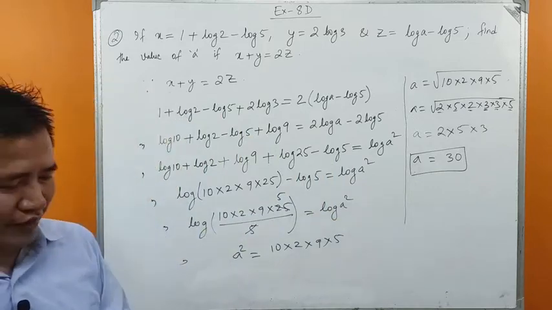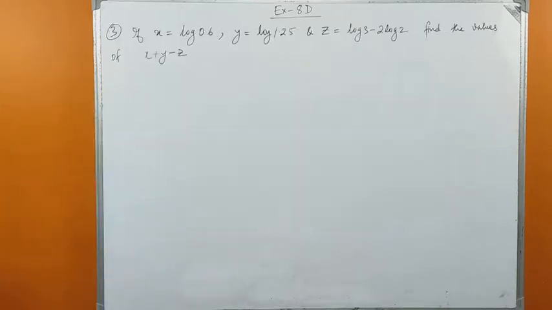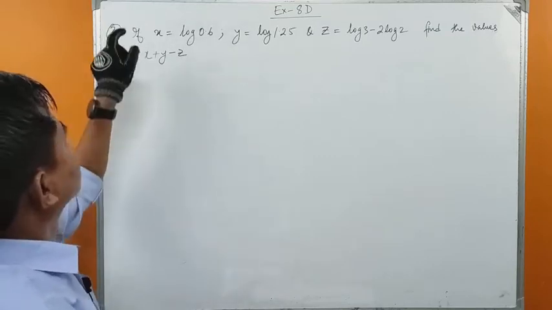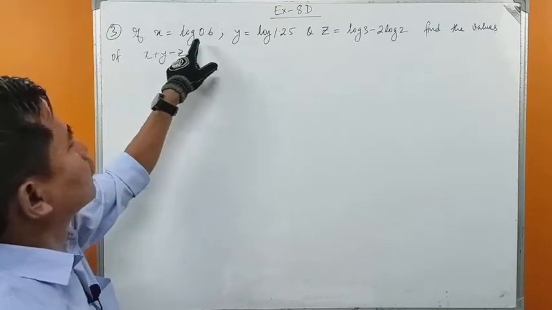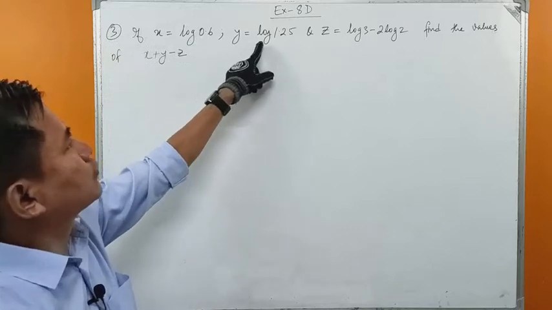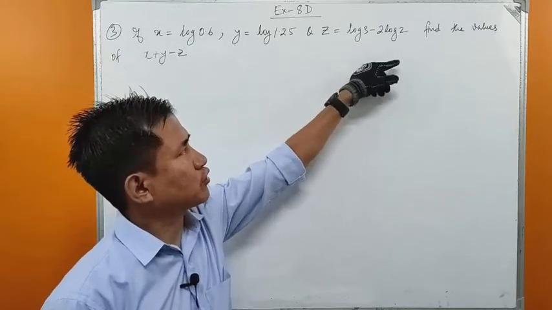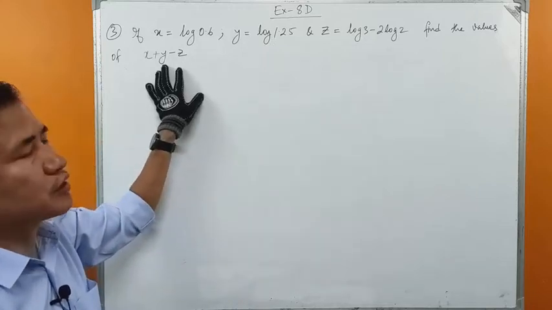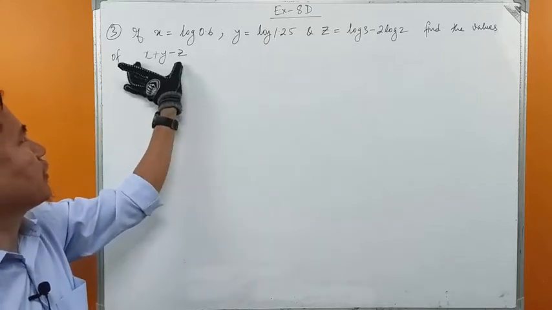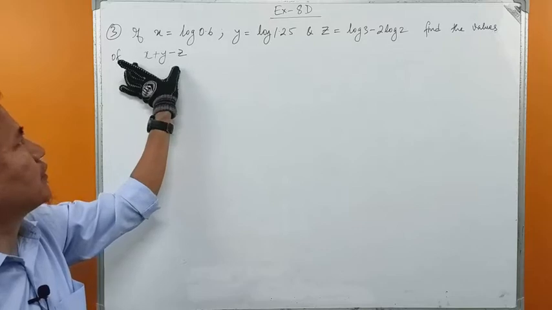Now let us move on to the next question. Let us do question number 3 from exercise 8D. If x equals log 0.6, y equals log 1.25 and z equals log 3 minus 2 log 2, find the value of x plus y minus z.